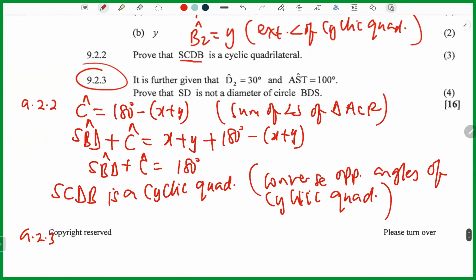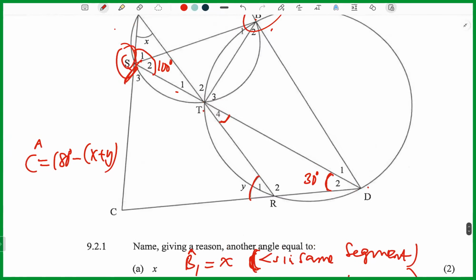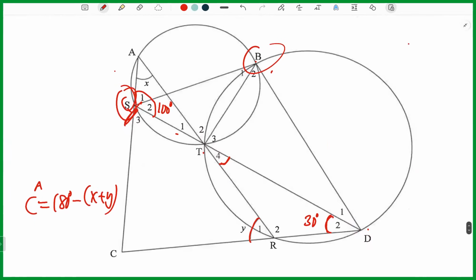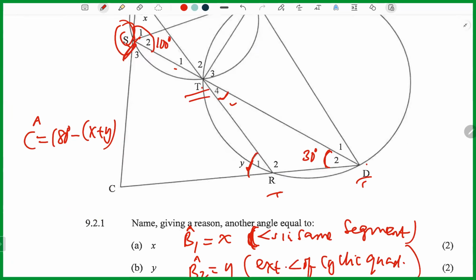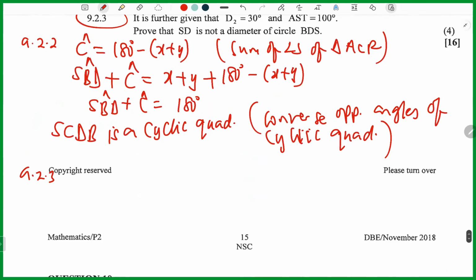So first and foremost, we say T4 is equal to Y minus 30. Or you can say the exterior angle is equal to the sum of the interior opposites, which means Y is equal to T4 plus 30. So we're working in triangle TDR.